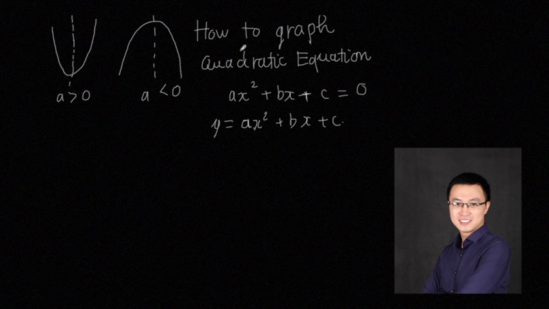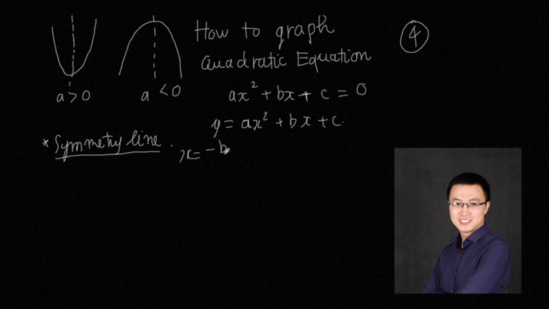In this video I will show you how to graph the quadratic equation with 4 steps. Step 1, you have to identify the symmetry line. The symmetry line is a line that is a reflection of both sides, the left-hand side and the right-hand side, of the quadratic equation. The formula to calculate the symmetry line is x equal to minus b over 2a.